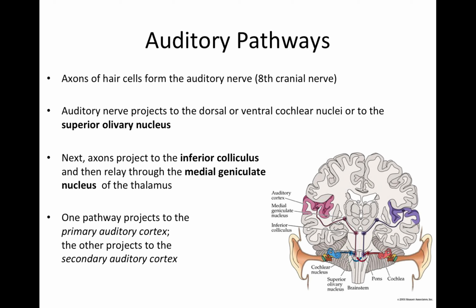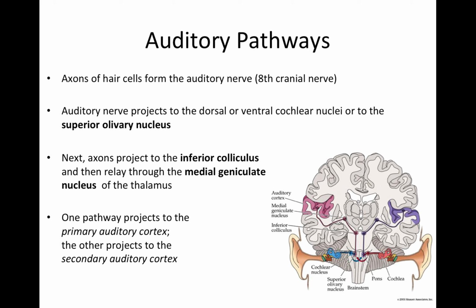Two distinct pathways emerge from the colliculus and course to the medial geniculate nucleus in the thalamus. Remember in the previous video when we were talking about vision, the visual system also goes through the thalamus, but in vision it goes through the lateral geniculate nucleus, the LGN in the thalamus. And in addition, it goes to the medial geniculate nucleus, or the MGN in the thalamus. So don't get those two confused.